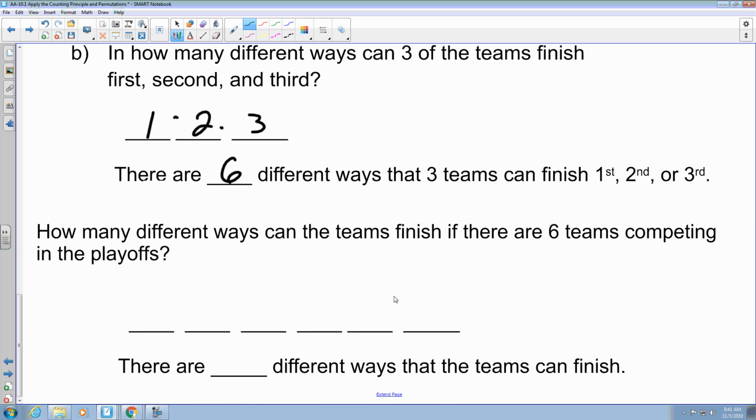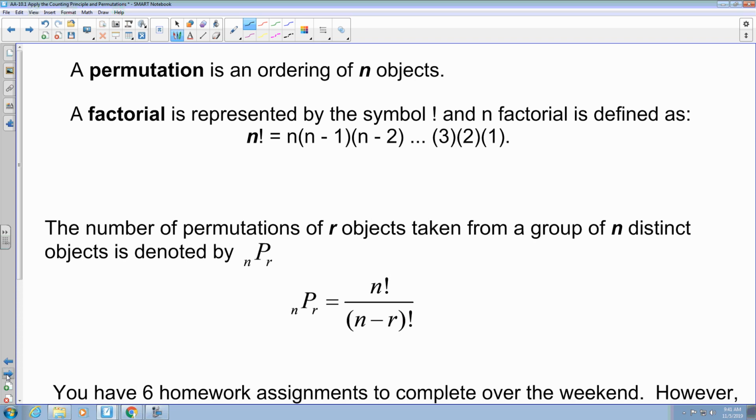Here it says, how many different ways can the teams finish if there are 6 teams competing in the playoffs? So you could be 6th, you could be 5th, you could be 4th, 3rd, 2nd, or 1st. Again, multiply all those together and you get 720 different ways you can finish. And this is a nice little segue that deals with permutations.